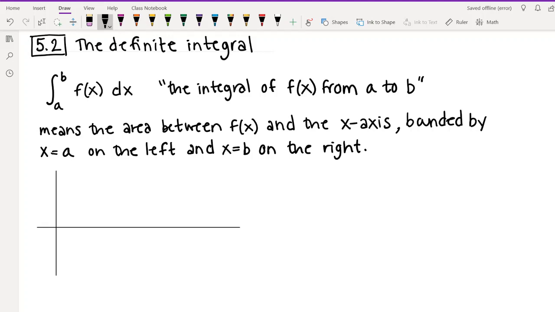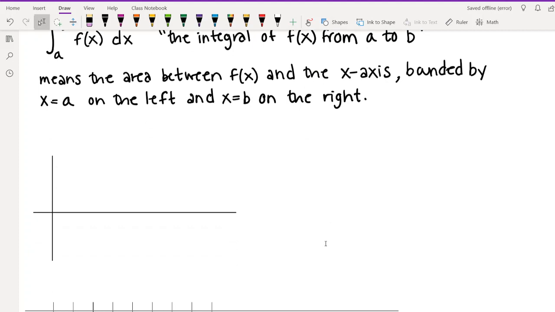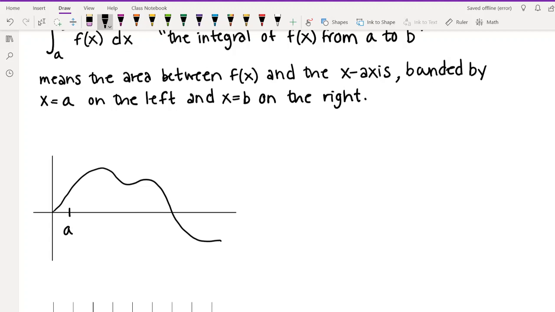So I'm going to draw a general picture here, and we'll see there's one more detail I need to add to this definition, but I'm not going to add it just yet because I want to do some simple examples first, and then we'll come back and add in that one other complication. So basically, let's say that you have some kind of a function, and let's say that you have an x value here that's a, and an x value here that's b, and this is your function f of x.